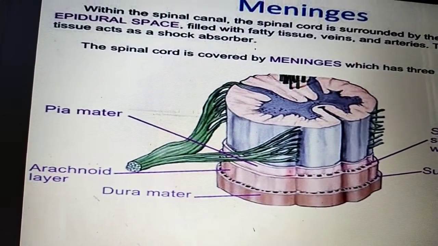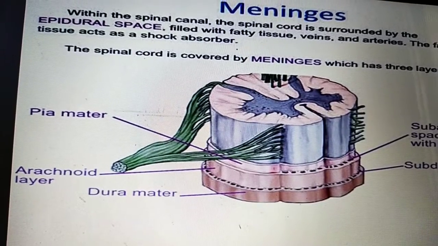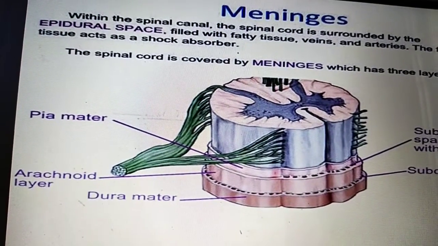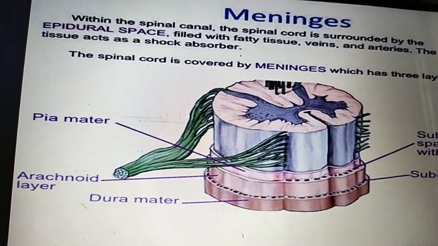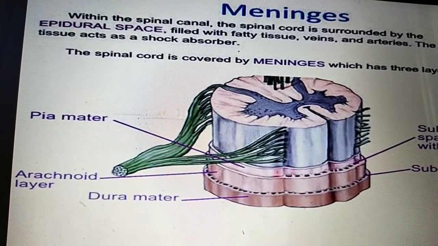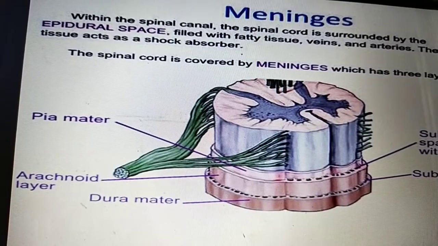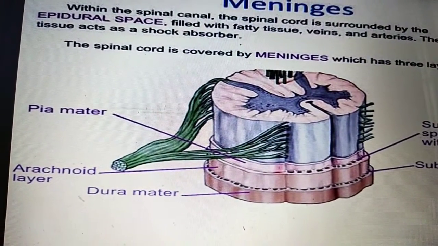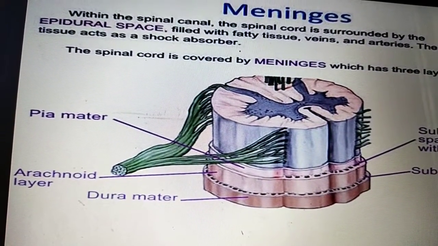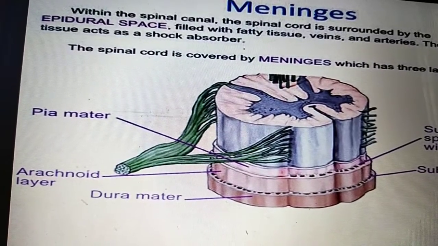Okay, the 3 membranes: the outer is dura mater, the middle is arachnoid mater, and the inner is pia mater. Okay, and that line is the skull and vertebral canal, and it encloses the brain and spinal cord.